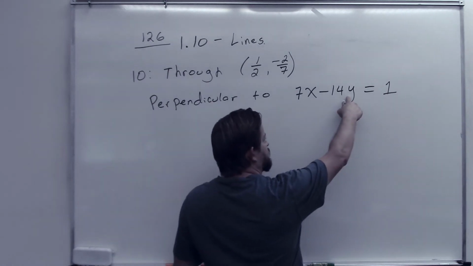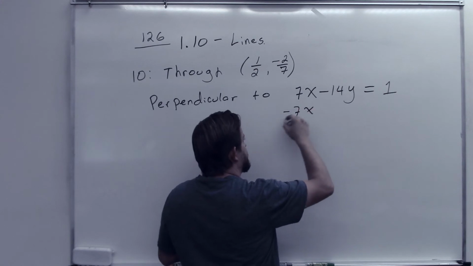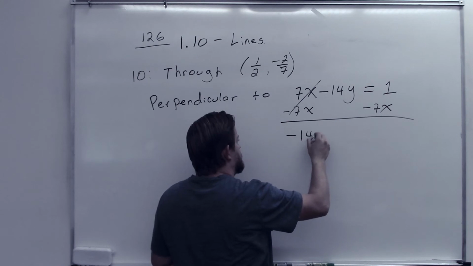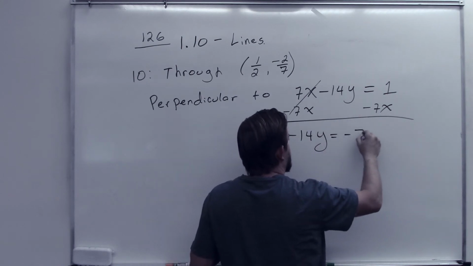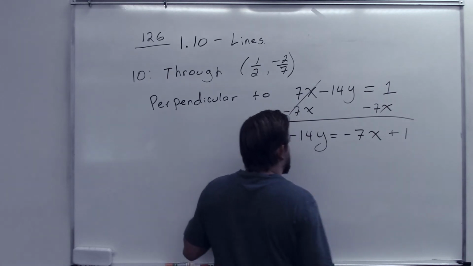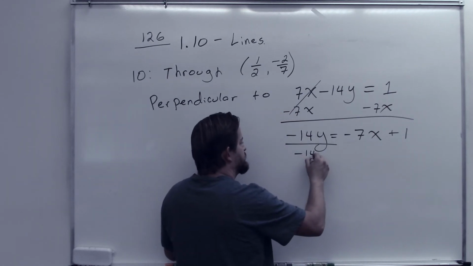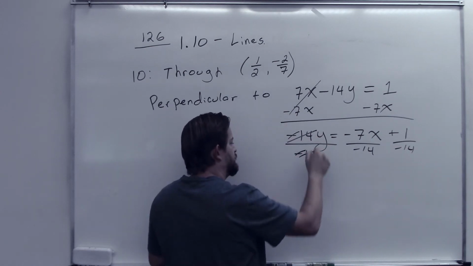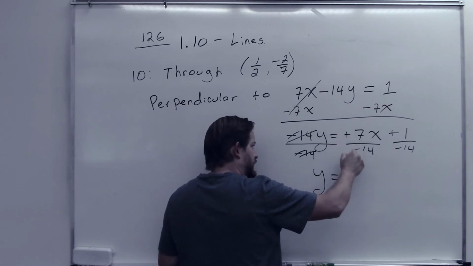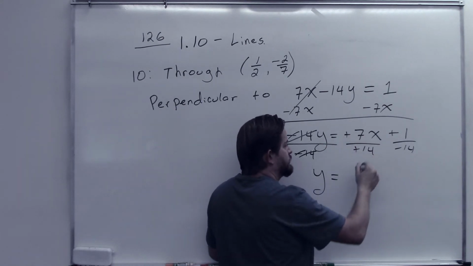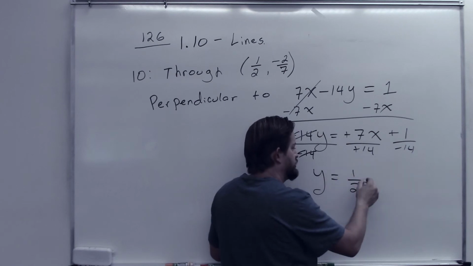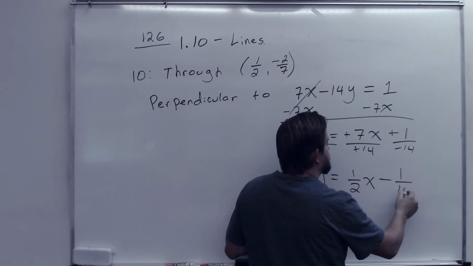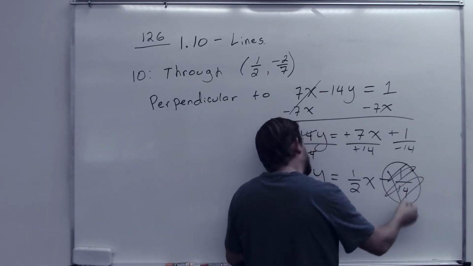That means we're going to solve for y. So I'll subtract 7x from both sides. That's negative 14y equals negative 7x plus the 1. And then I divide everything by negative 14, leaving me with a y on the left-hand side. The negatives cancel out here. 7 and 14 simplify to 1 and 2. I'm just going to push my x to the right, get it out of the fraction. And then this is minus 1/14, but I don't care what that is.